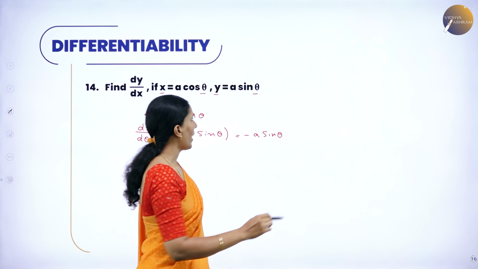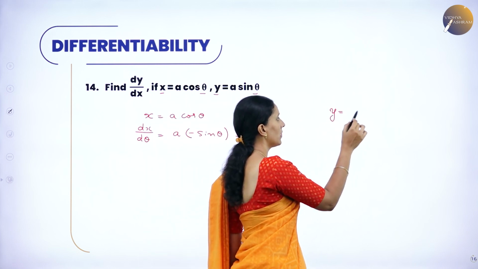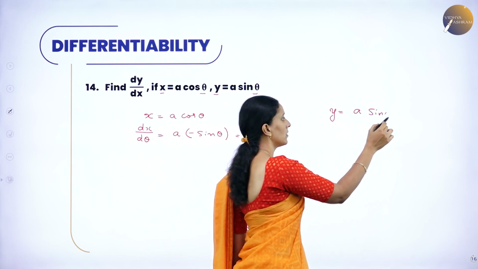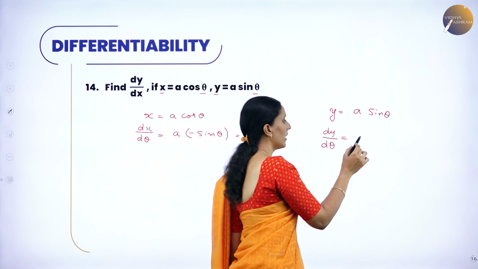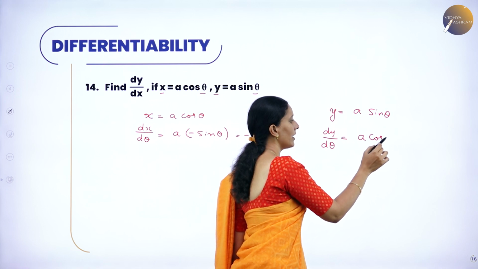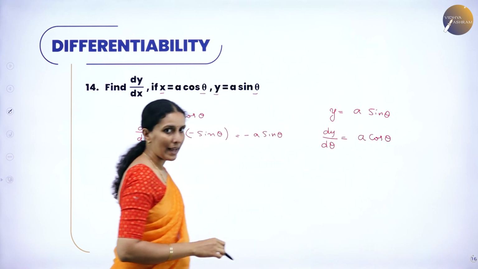Now let us take y. Y is equal to a sin theta. So what is the derivative of sin theta? It is cos theta, and a is constant there. So therefore write as it is.